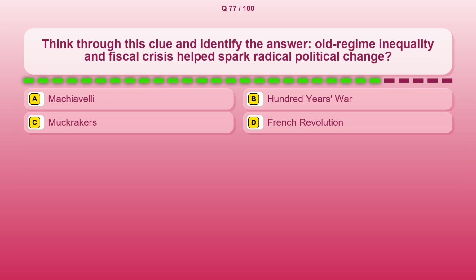Question 77. Think through this clue and identify the answer. Old-regime inequality and fiscal crisis helped spark radical political change. Option A. Machiavelli. Option B. 100 Years' War. Option C. Muckrakers. Option D. French Revolution.